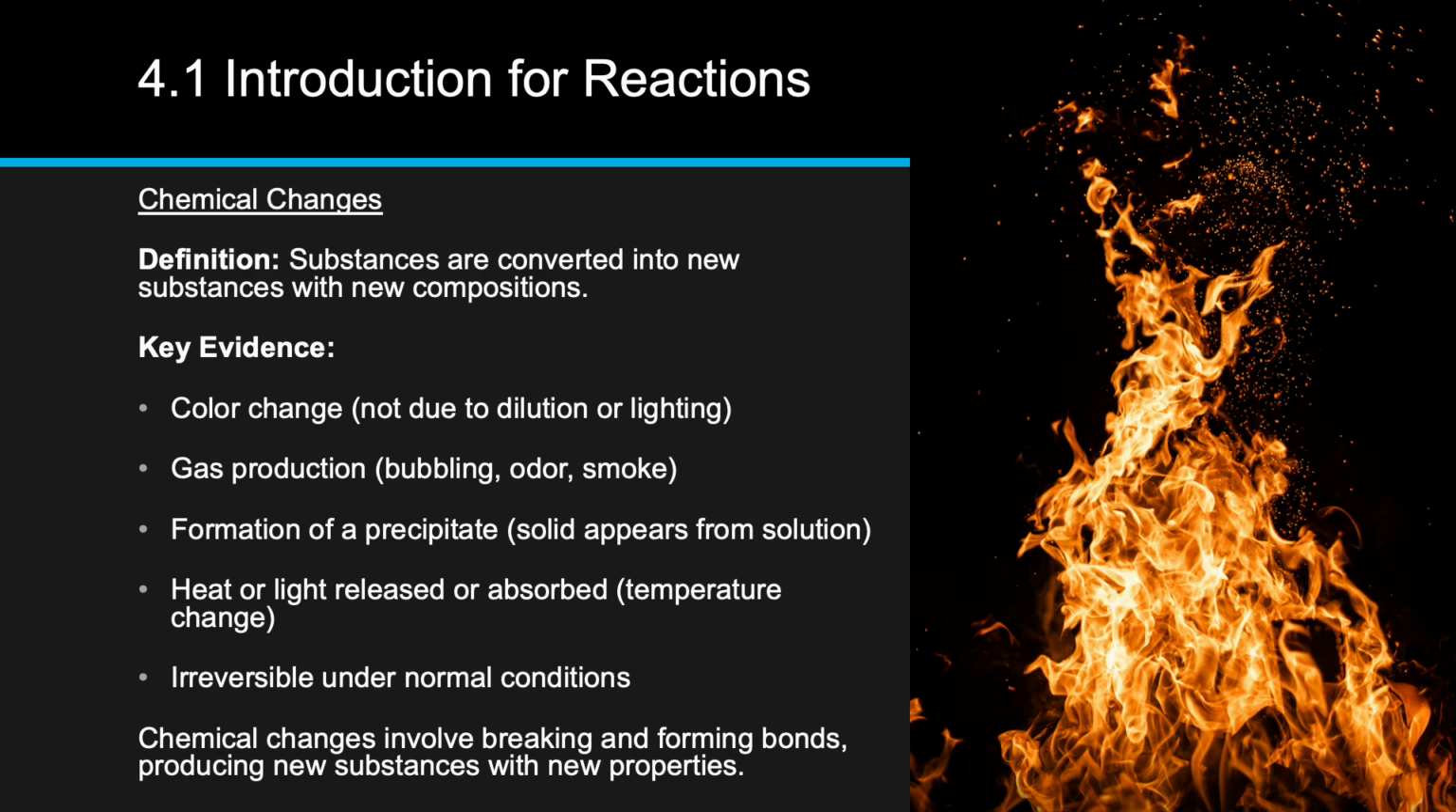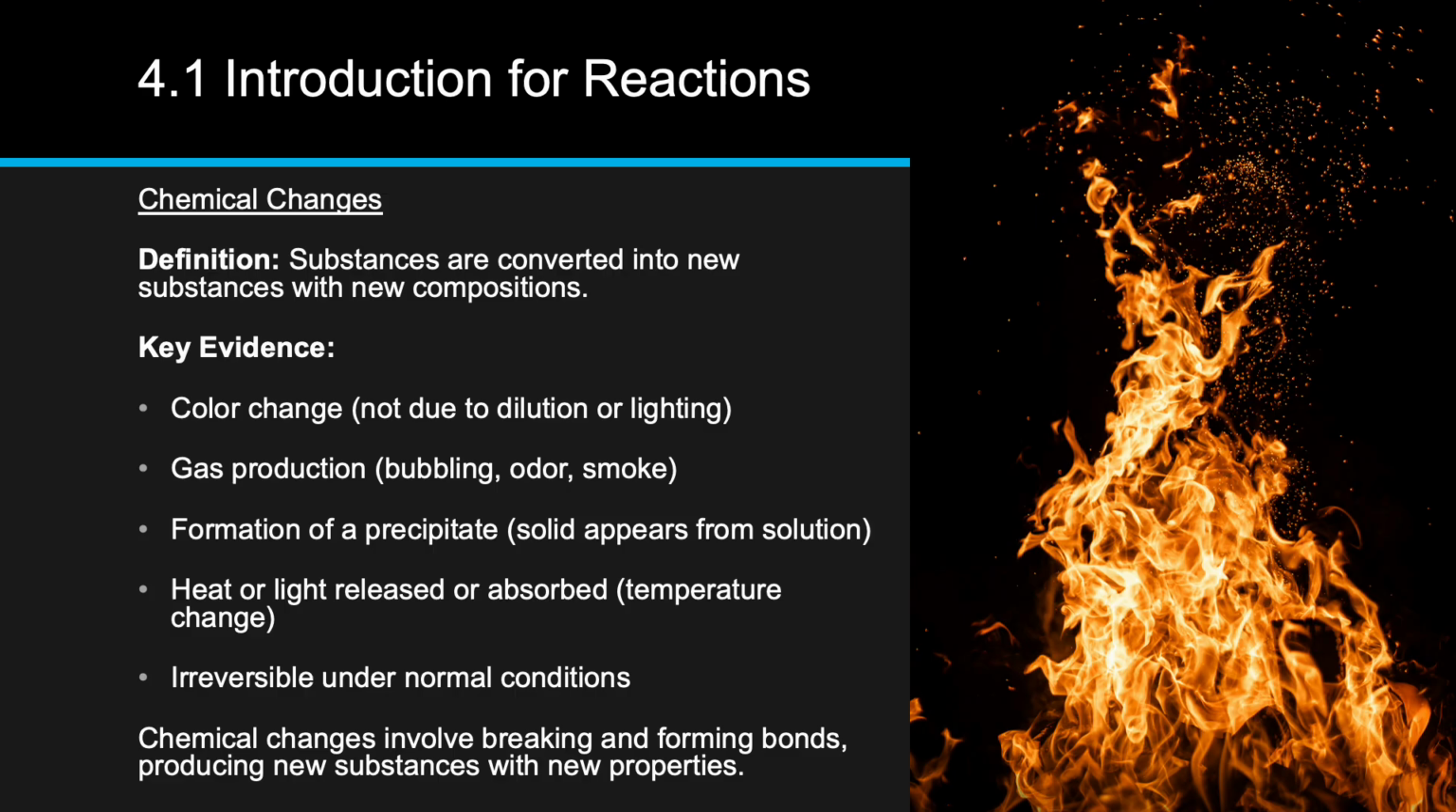A chemical change is one or more substances that are converted into entirely new substances with new chemical composition. In other words, the atoms are rearranged and new bonds are formed and/or broken. There are several clues that tell us whether a chemical change has occurred or not.